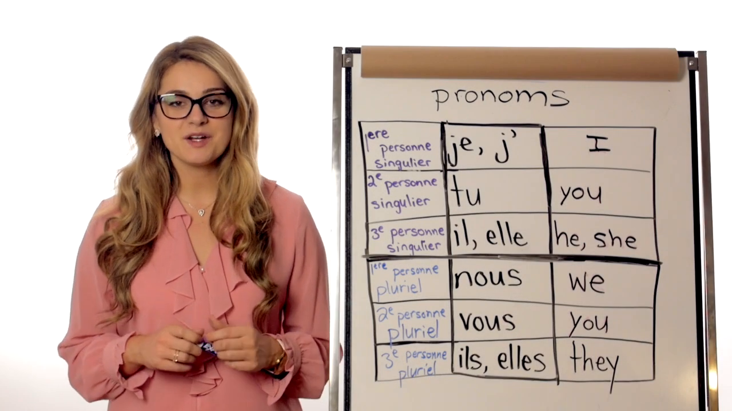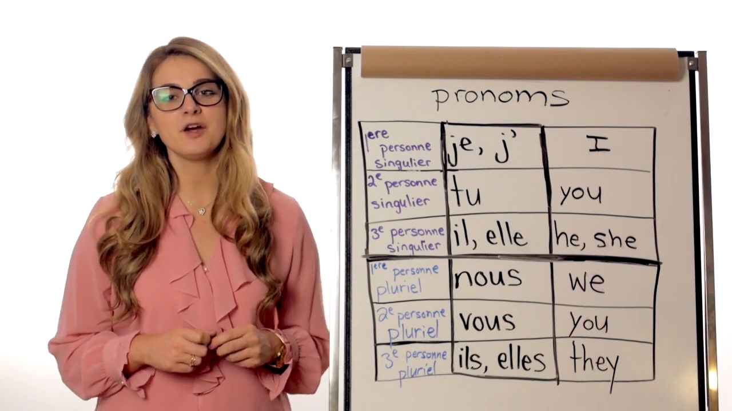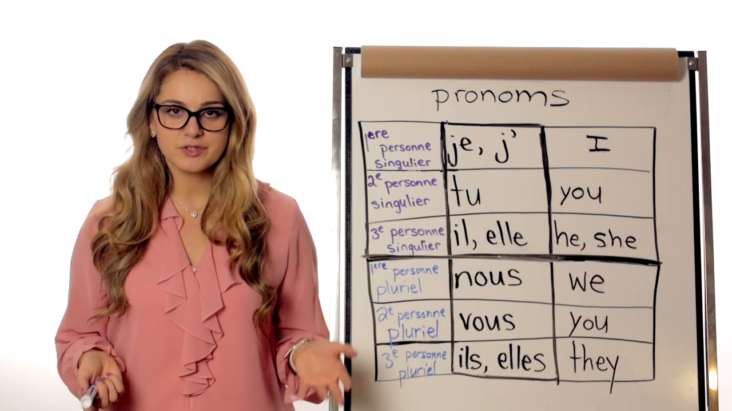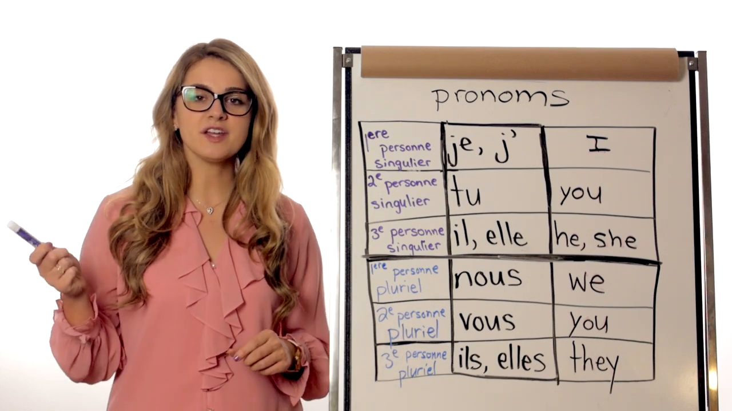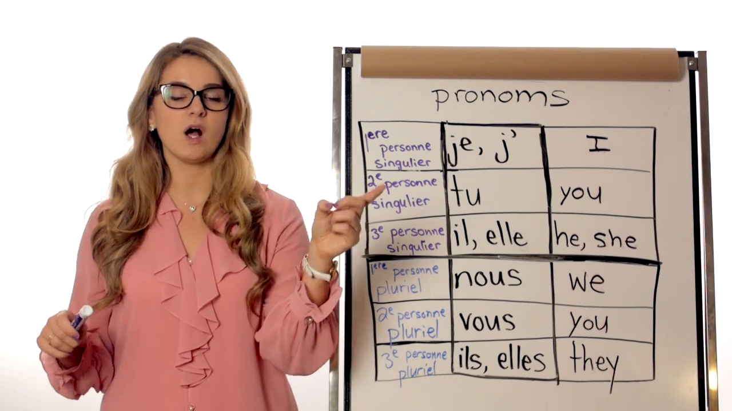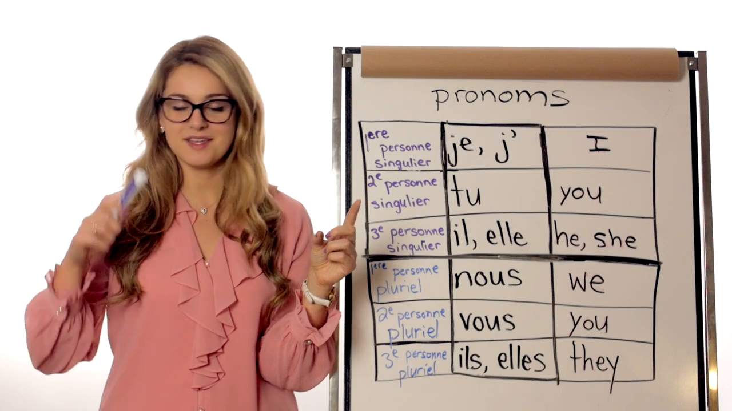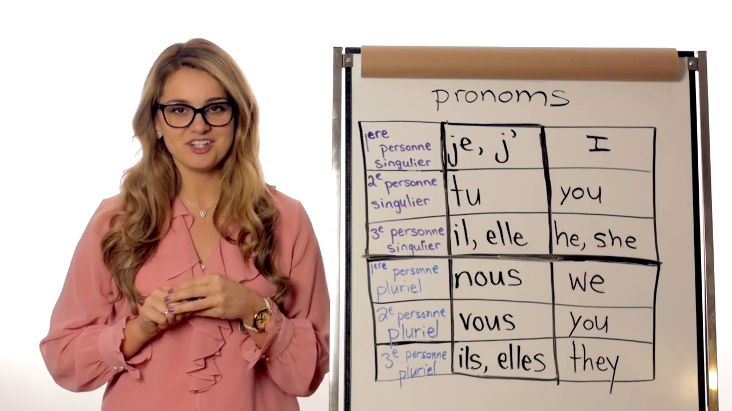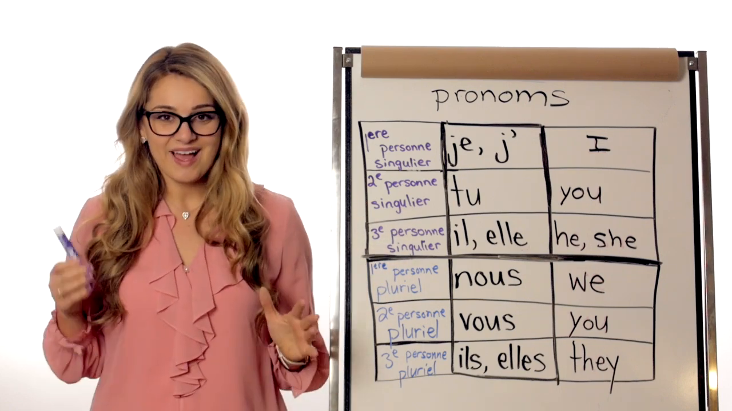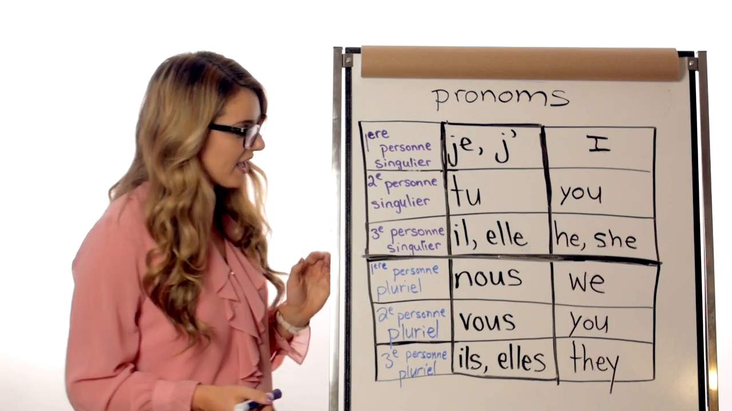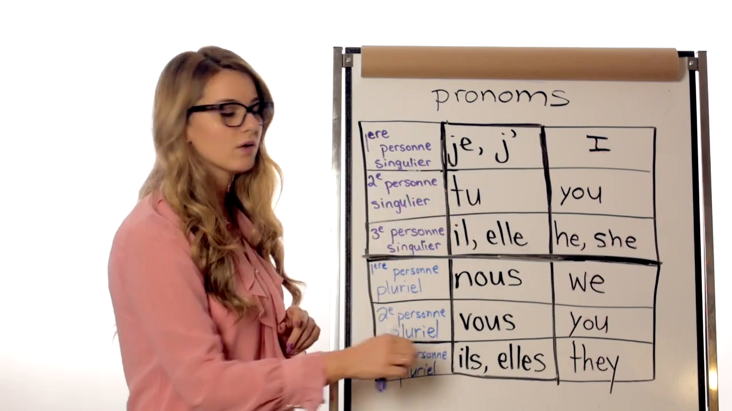Hi everyone, here we are going to go over les pronoms personnels. These are used with le verbe être and le verbe avoir, which will be the next two lectures. So, as you can see on the board here, I have 3 columns, okay?